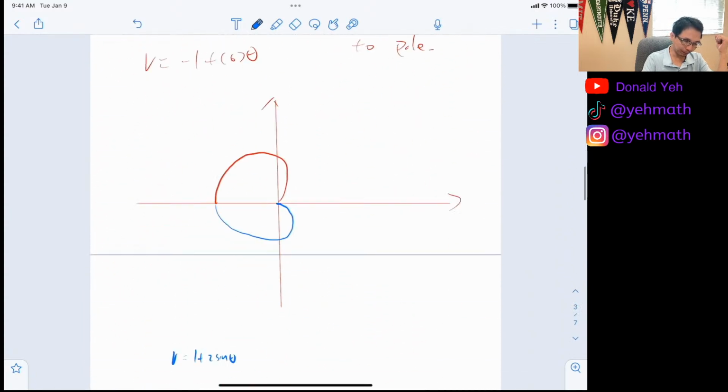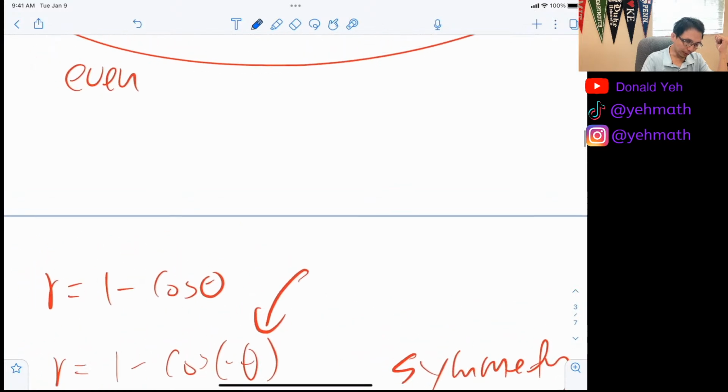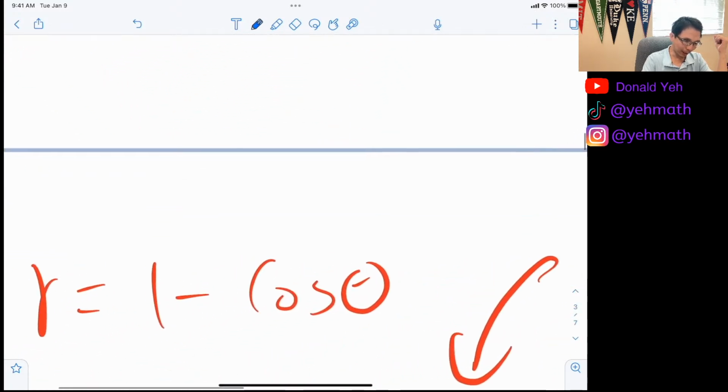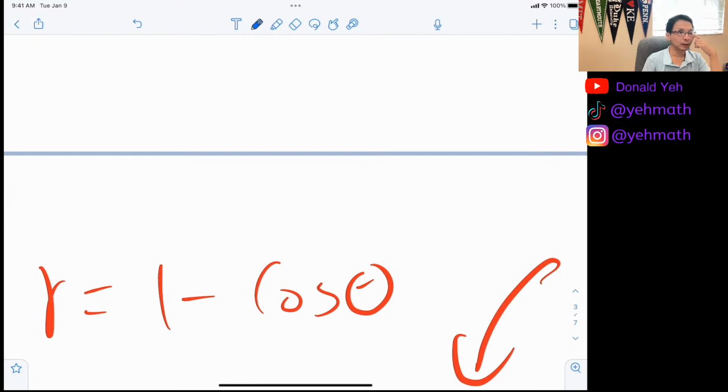So for example, this question here: r equals 1 minus cosine theta. First of all, we can plug in negative theta. Is this a new equation? Yeah, this is a brand new equation. I want to see what kind of symmetry it has, if you can figure it out.